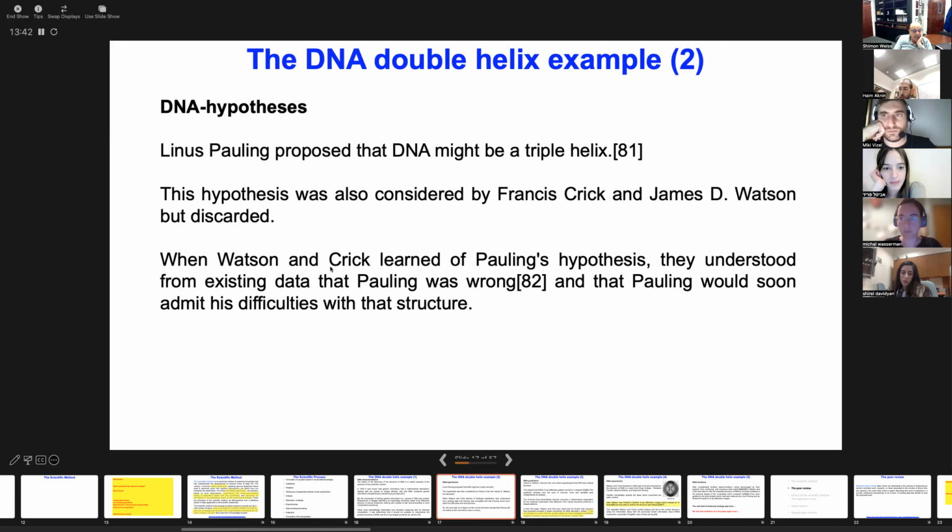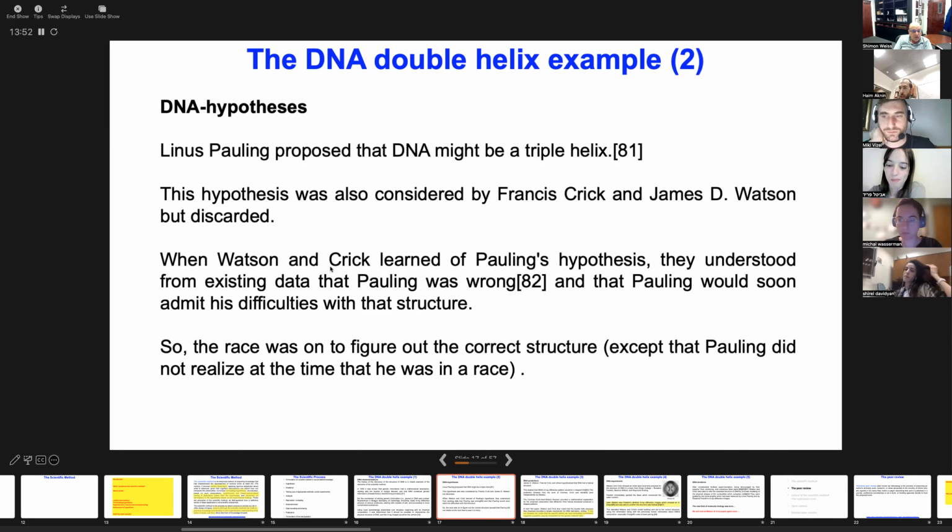So basically, there was one hypothesis. Based on whatever they knew, they decided that whatever Pauling is thinking is wrong, and they came up with a different hypothesis. So the race was on to figure out the correct structure, except that Pauling did not realize at that time that he was in a race. We'll talk about this later, but anybody knows why Pauling kind of missed this? It's a good story.